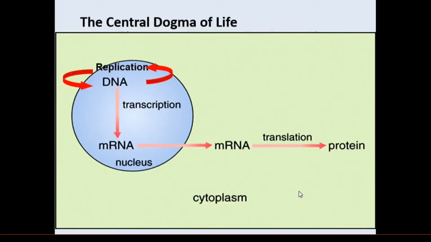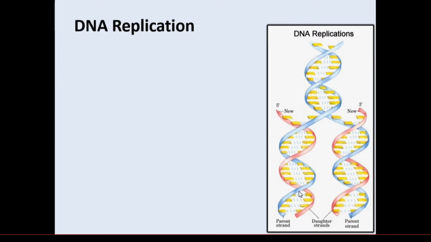Now, the central dogma of life. The central dogma of molecular biology explains the flow of genetic information from DNA to RNA to make a functional product, protein. It involves three processes: replication, transcription, and translation. Today we are going to study about replication.